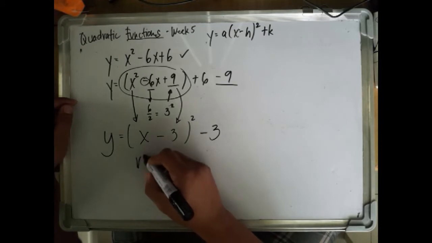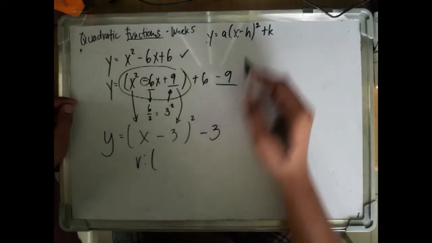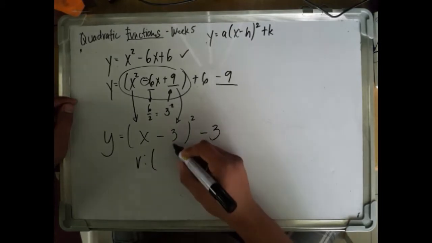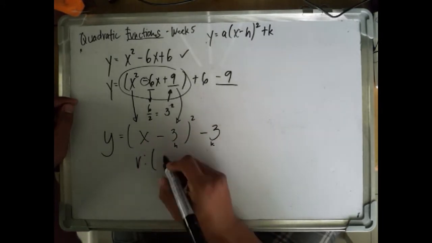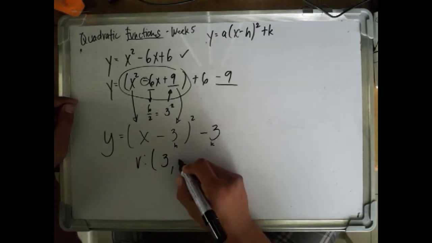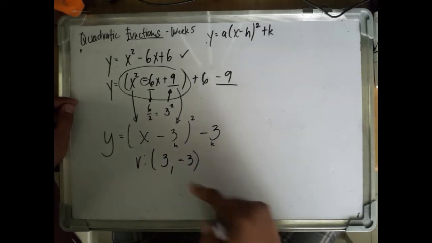So, therefore, the vertex here is, sabi, x minus h. Tapos ito yung k. So, anong gagawin natin? X minus h. So, h natin is 3. Yung k natin is negative 3. Nalito? Sir, bakit hindi na bago ang sign?